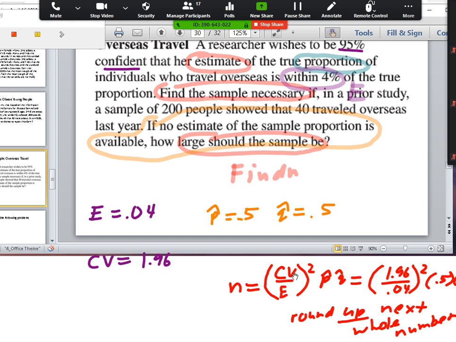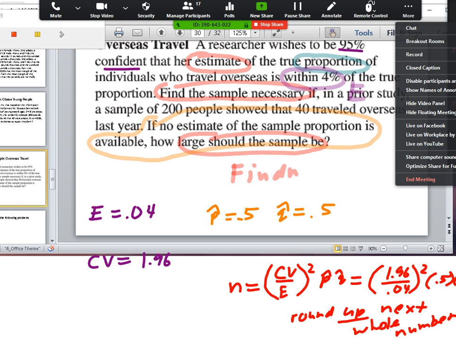So here I have my critical value over E squared times p hat, q hat: 1.96 over error 0.04. Find that, square it, multiply by 0.5, and then round up to the next whole number. You have to round up because you can't sample a portion of a person. It has to be a whole person.